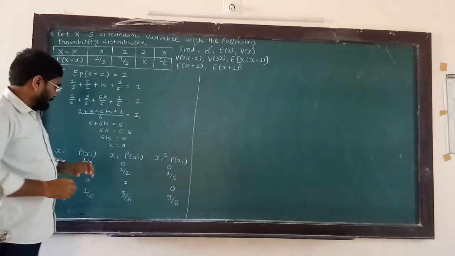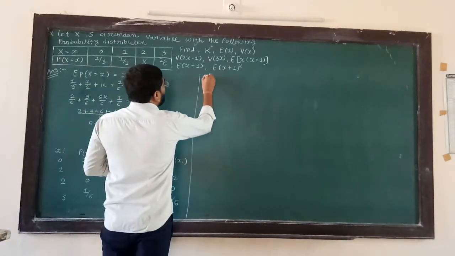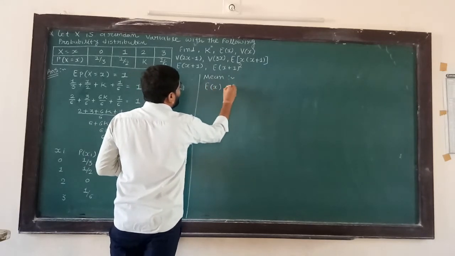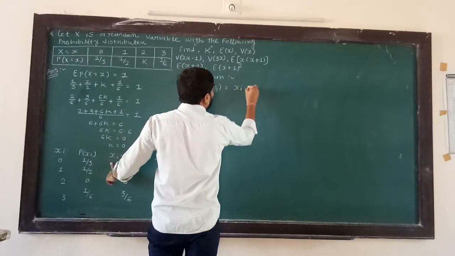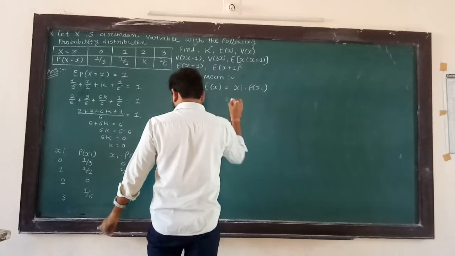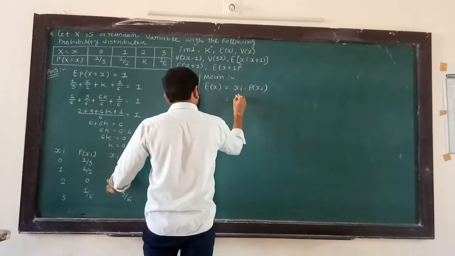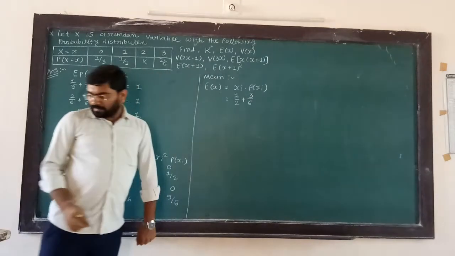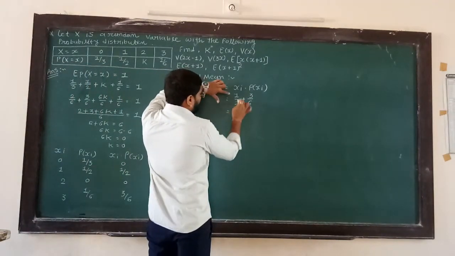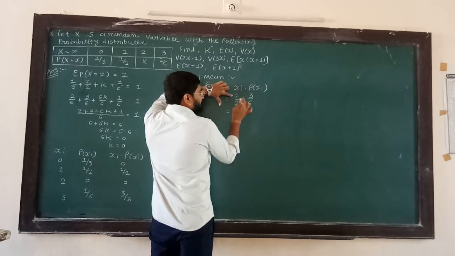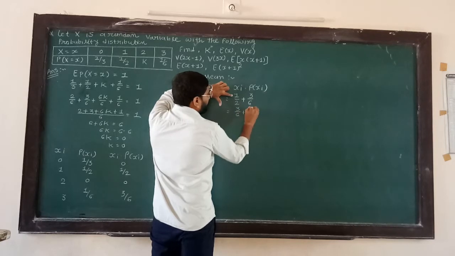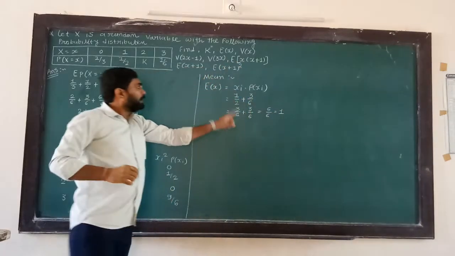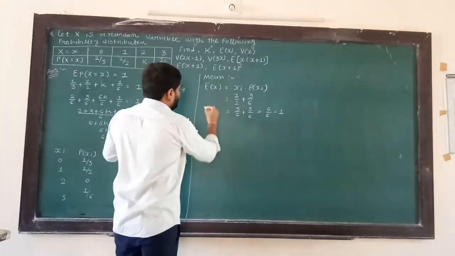Now, first of all, we can find the mean. So mean is equal to sigma x, which is equal to sigma xi into pi, the total. 1 by 2 plus 3 by 6. So here LCM we take 6, then 6 by 6 is equal to 1. Here mean is 1.